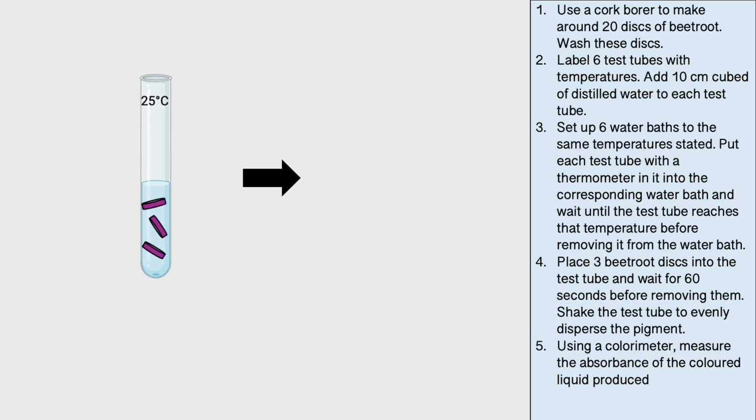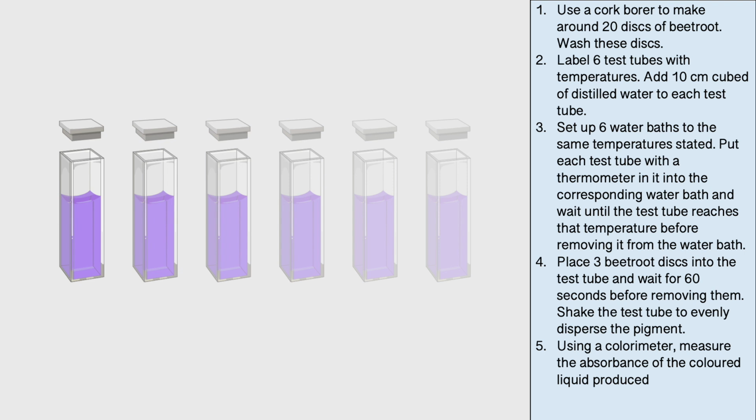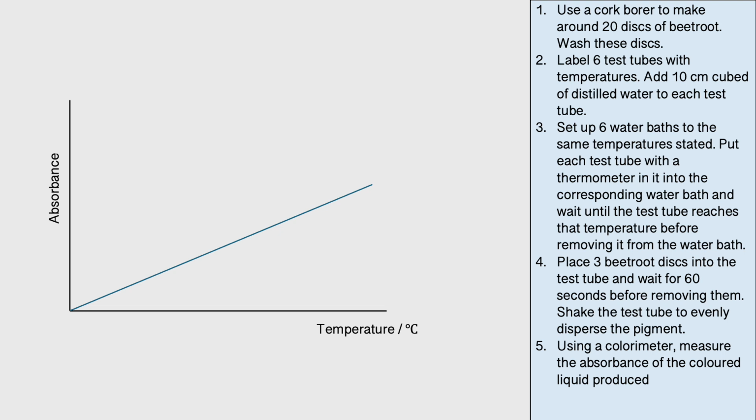Then, using a colorimeter, measure the absorbance of the coloured liquid produced. If we plot a graph of absorbance versus temperature, it'd look a bit like this, because as we know, the membrane permeability increases with temperature, so more of the beetroot's pigment can diffuse into the water. And that brings us to the end of transport across membranes.